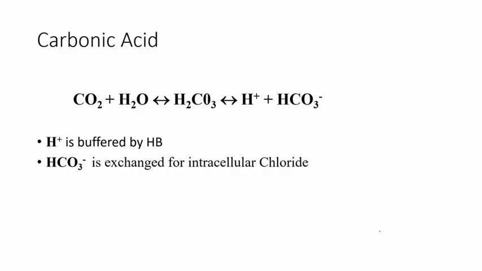So again, this is the equation you need to know. CO2 plus water gets converted to carbonic acid, which will automatically make hydrogen ions, which affects the pH, and bicarbonate ions, which is an excellent buffer. Hydrogen actually gets buffered by the hemoglobin, meaning it binds to the hemoglobin.